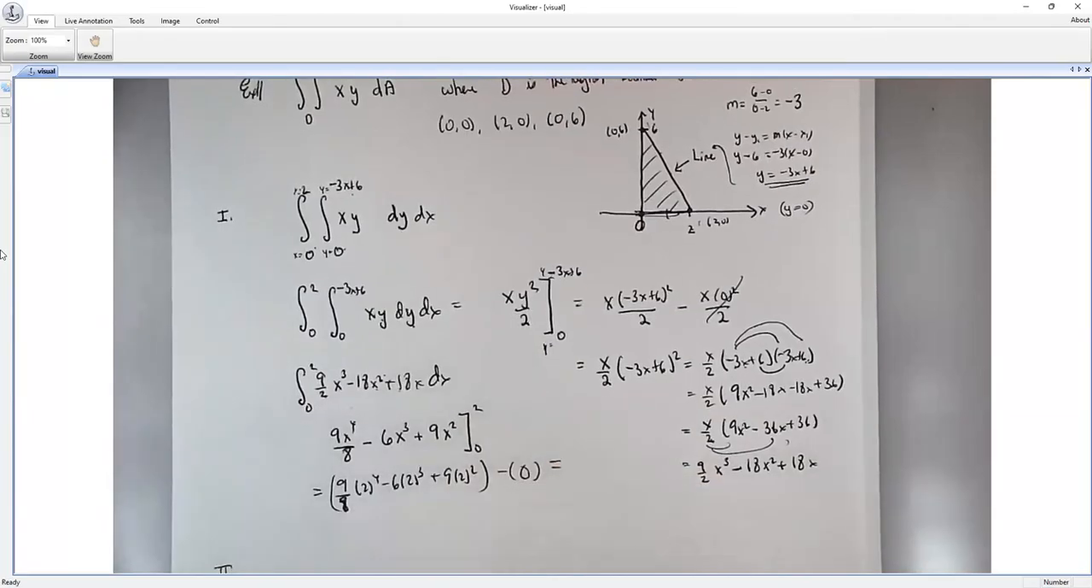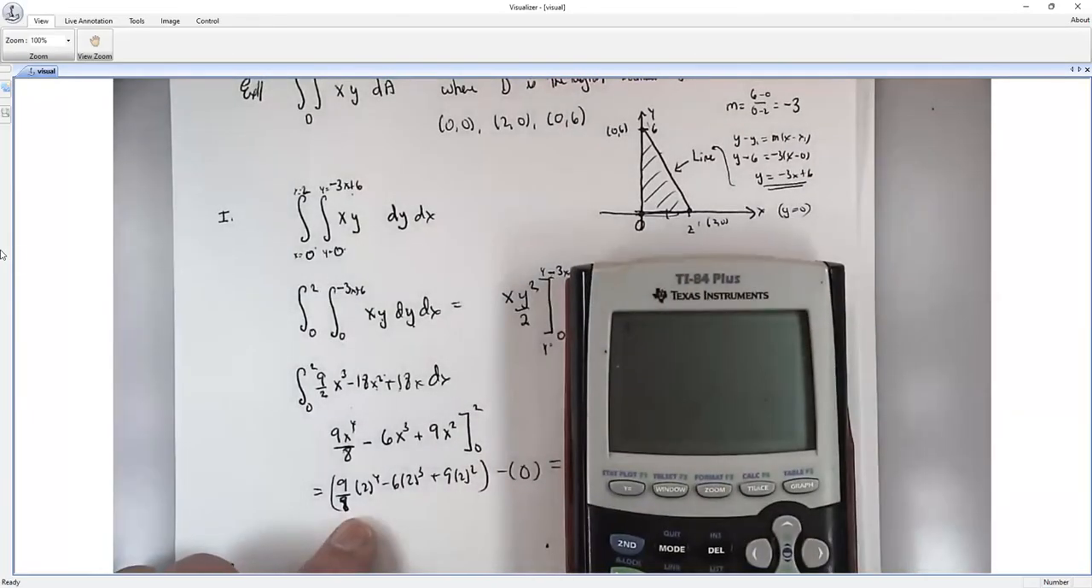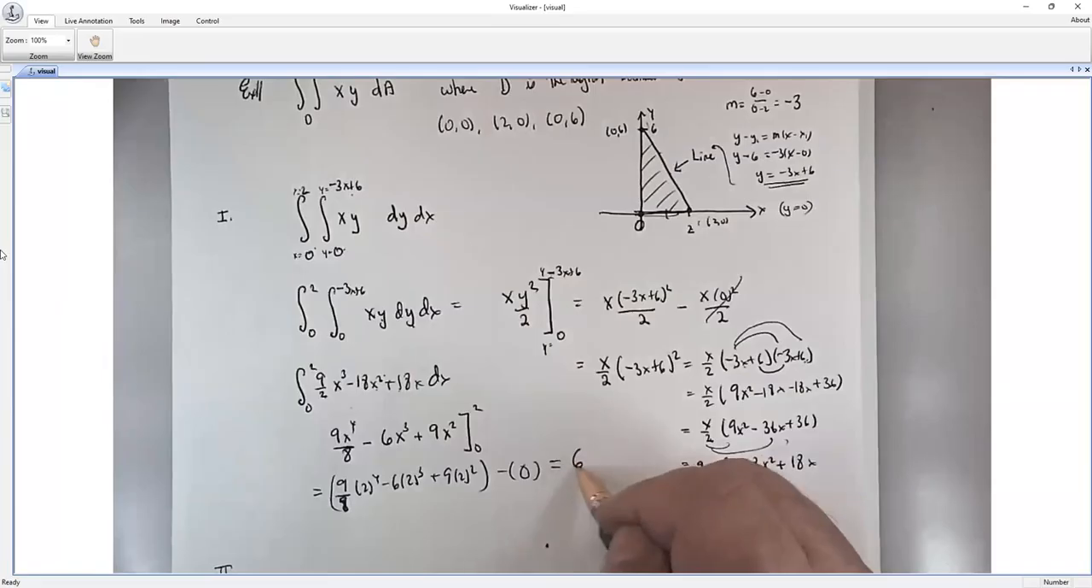And again, just using my handy dandy calculator to get this. This would be 9 divided by 8 times 2 to the 4th minus 6 times 2 cubed plus 9 times 2 squared, which is 4. I can do that kind of math, but there we go. And I end up getting the answer of 6.